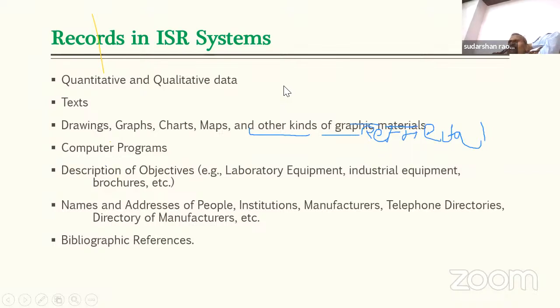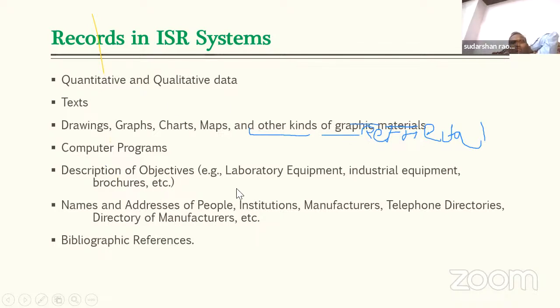You talk about anything you can really preserve in the ISR system. The text, the words, documents, articles, papers, your catalog data can be there. Books can be elsewhere; only catalog information, only bibliographies can be there. Only reference lists can also be there. Drawings, graphs, charts, maps, and other kinds of things can also be there. Anything of your choice you can keep in the ISR system.